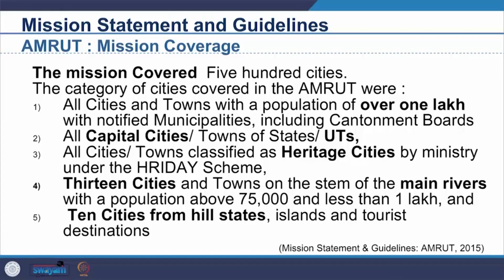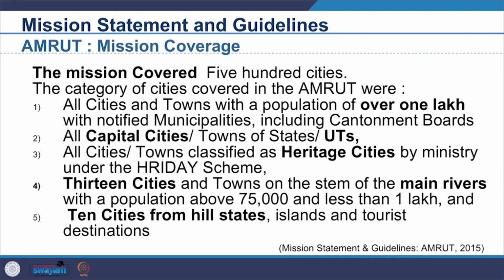Now, looking at the mission coverage, we see that the mission covered 500 cities. The categories of the cities covered in AMRUT were: first, all cities and towns with a population of over 1 lakh with notified municipalities, including cantonment boards. We see all capital cities and towns of states if they are not included in the 1 lakh cutoff.